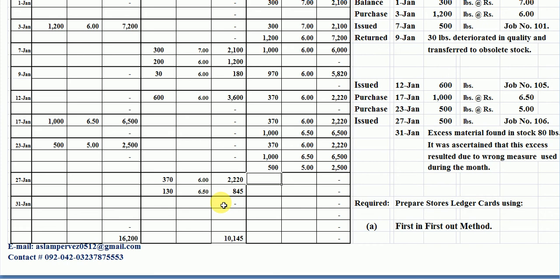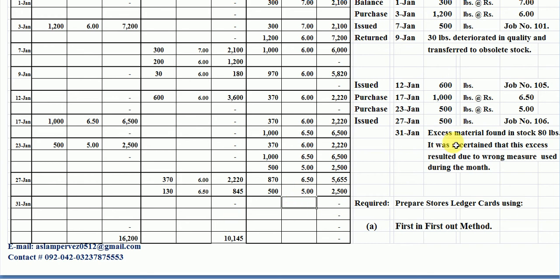Now we have a balance again of 870 pounds. The rate is 6.5. The last purchase is 500 pounds. The rate is 5 rupees per pound. Students, this is our current inventory card again, in front of you.